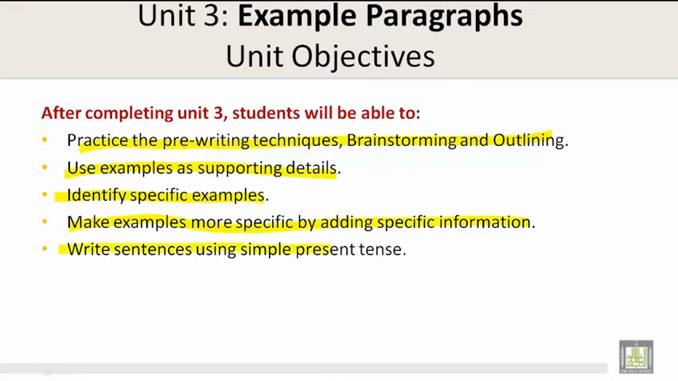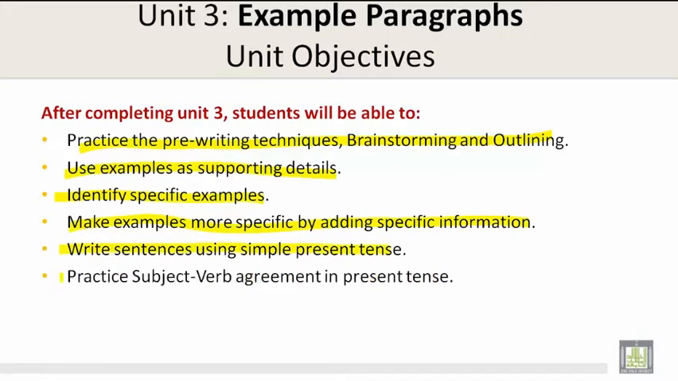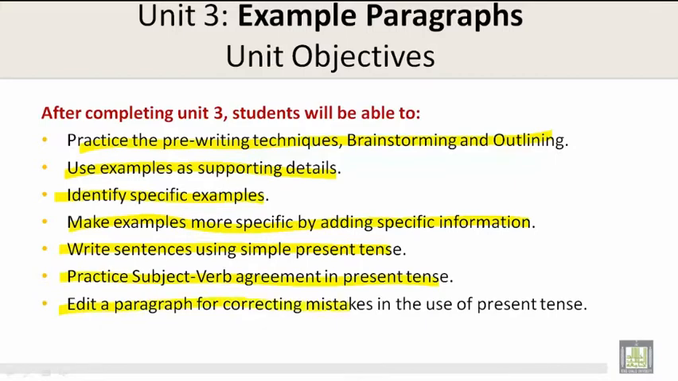Write sentences using simple present tense. Practice subject-verb agreement in present tense. Edit a paragraph for correcting mistakes in the use of present tense.